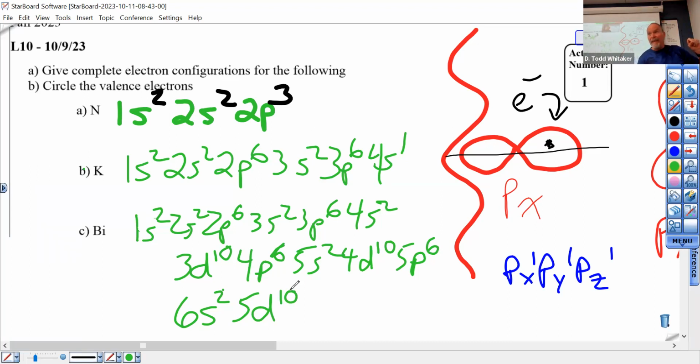So 6p. Why 6p and not 5p? The next p always matches the previous s. Just remember it that way. What's your previous s? I just wrote it, 6s. So your p has to match that. 6p3.